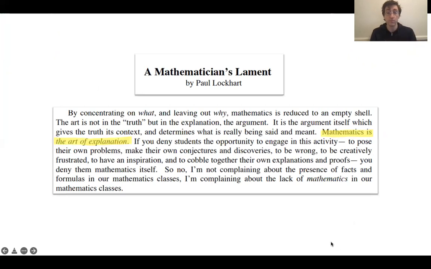Here, this is from Paul Lockhart's essay, A Mathematician's Lament, which is a diatribe against the way mathematics is typically taught. Some parts of this resonate with me more than others. This part, I think, does resonate with me. He says, mathematics is the art of explanation, which I know what he means there. Especially at its higher levels, mathematics is focused on proof, theory building. It's very abstract, and it's only valuable to human beings to the extent that we can explain what's happening to other human beings. A solution that only one person can understand is worthless.